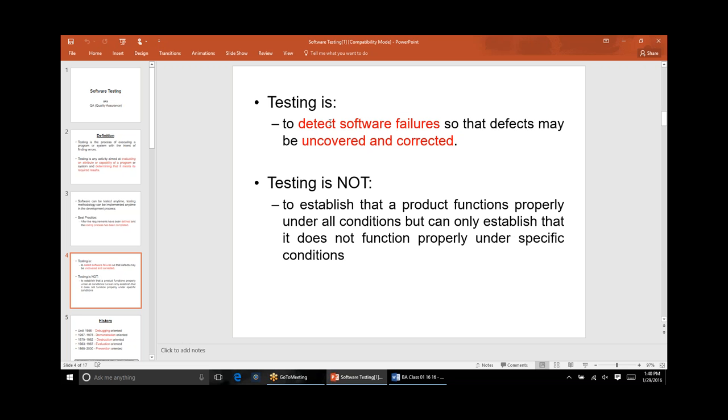The testing process involves any kind of software failures, meaning if this software doesn't work, is not meeting the requirements or the expectations, it might have defects. We make sure that during the process those defects are uncovered and corrected.